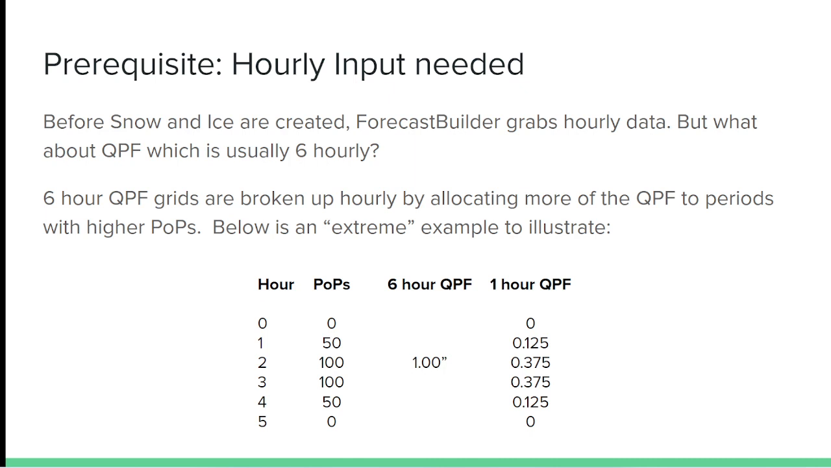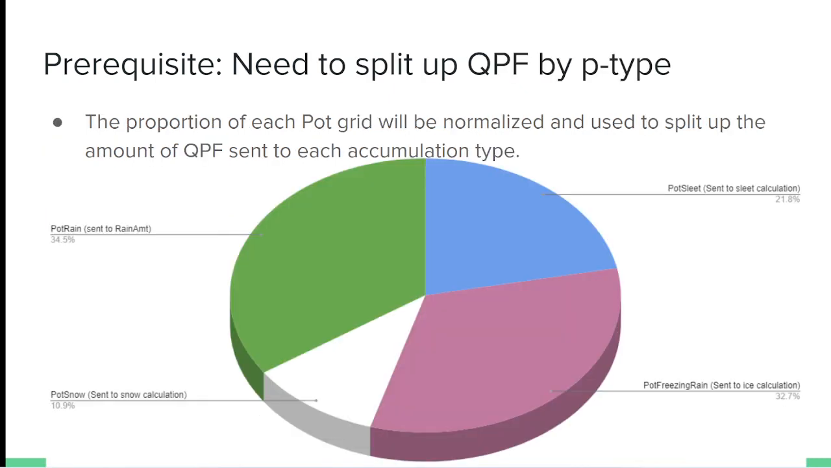This hourly QPF and resultant hourly snow and ice is needed by several processes downstream, such as blowing snow and weather intensity. The QPF will be split up among all the forecast precipitation types as shown in this example. Each probability type grid will be normalized behind the scenes and used to divvy up 100% of the QPF.